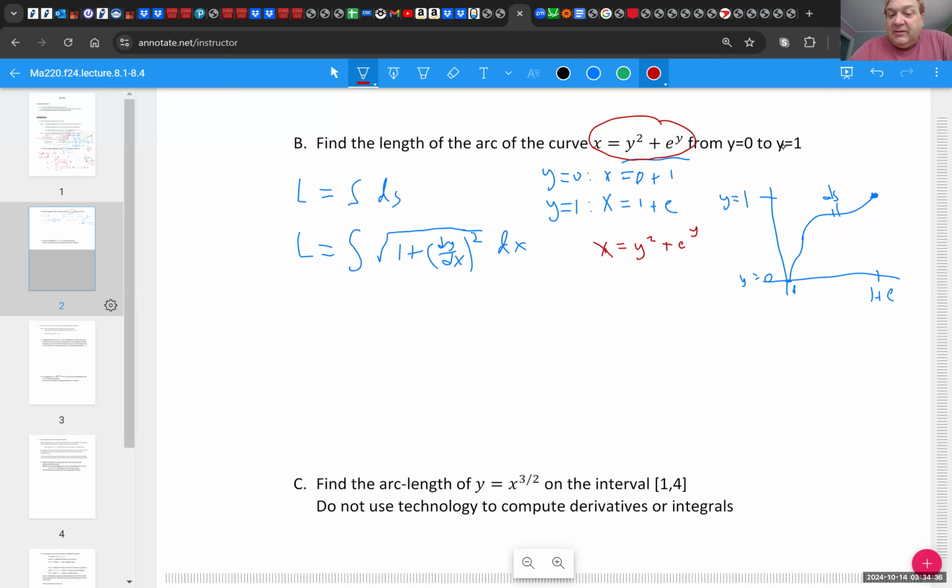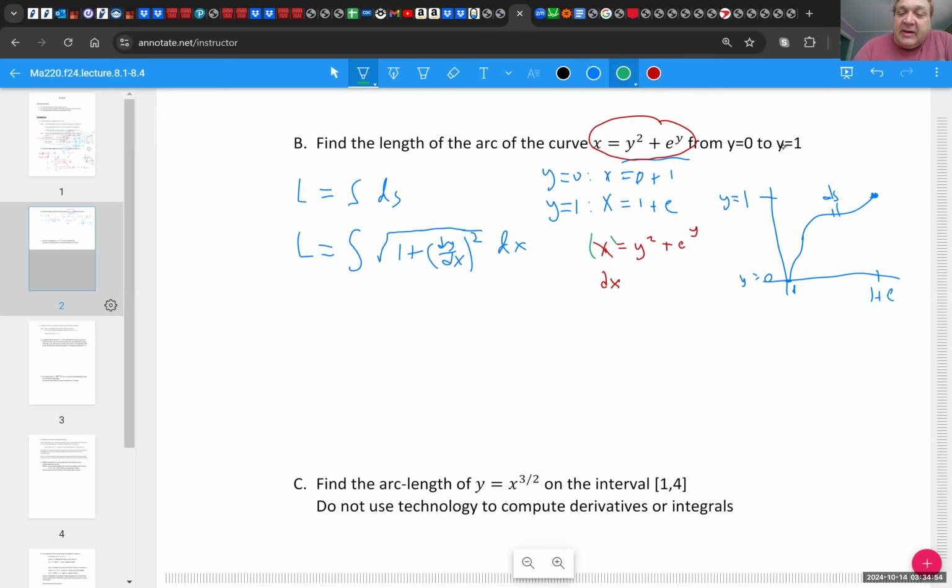Okay, well, it's not so easy necessarily to find dy/dx. Let's put it this way: it's not easy to solve for y in this equation because y is squared and exponentiated and stuff like that. We could find dx/dy. That would just be differentiating both sides with respect to y.